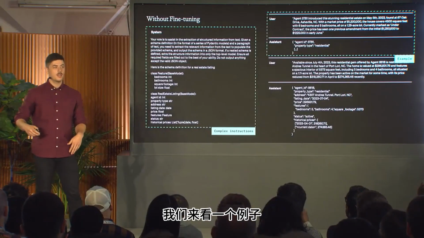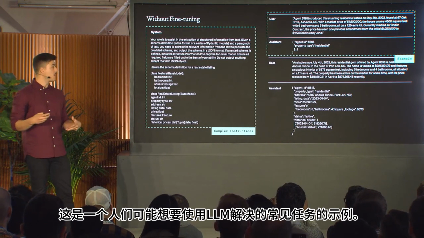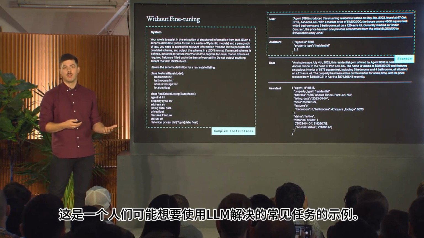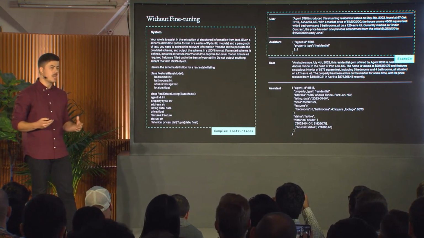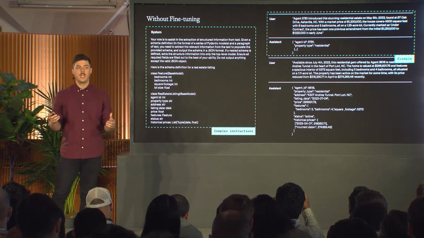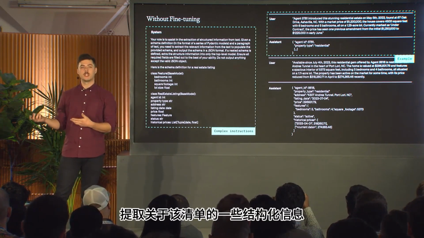So let's look at an example here, right? This is an example of a common task that someone might want to solve with LLMs. What we're doing here is essentially taking a natural language description of a real estate listing, and we're trying to extract some structured information about that listing.